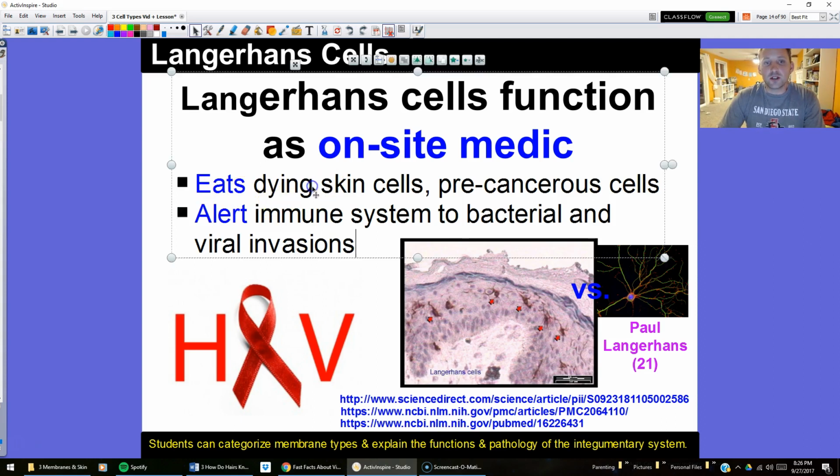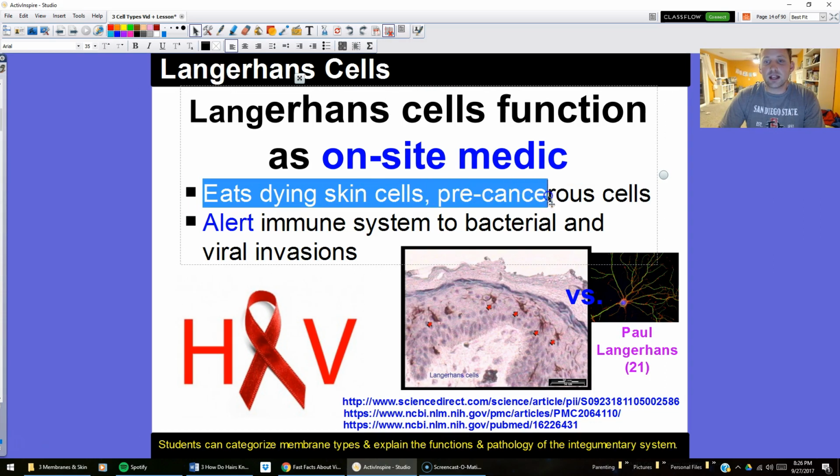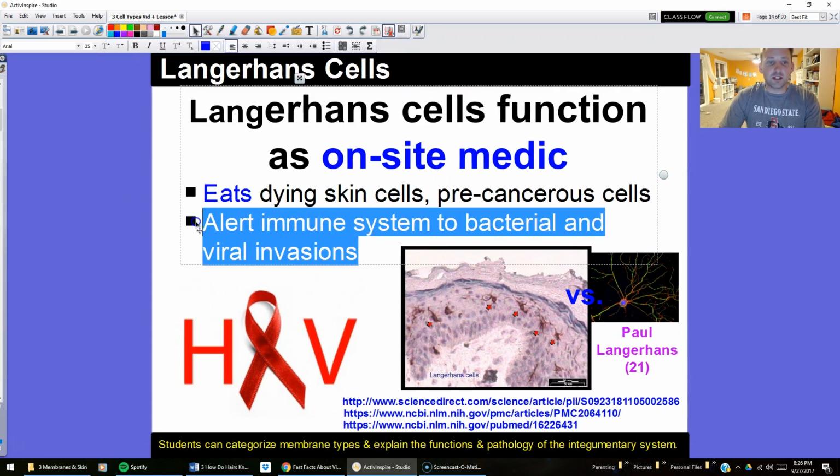So they have an immune function of eating dying skin cells. They can actually stop cancer in its tracks and eat cancer cells, which is cool. So if you think about it, one treatment maybe for skin cancer would be to promote the function of Langerhans cells. That could be its own doctoral dissertation in college. So lots of potential there. They alert the immune system to bacterial and viral invasions. So they are kind of like the scout, scouting out the foreign lands and alerting the immune system to have a heavier response and send macrophages, phagocytes.